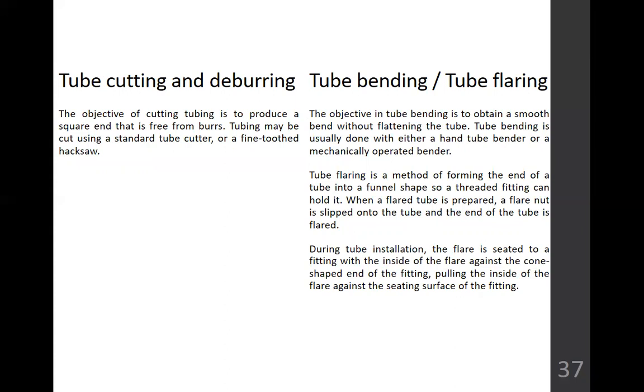The objective in tube bending is to obtain a smooth bend without flattening the tube. Tube bending is usually done with either a hand tube bender or a mechanically operated bender. Tube flaring is a method of forming the end of a tube into a funnel shape so a threaded fitting can hold it. When a flare tube is prepared, a flare nut is slipped onto the tube and the end of the tube is flared.